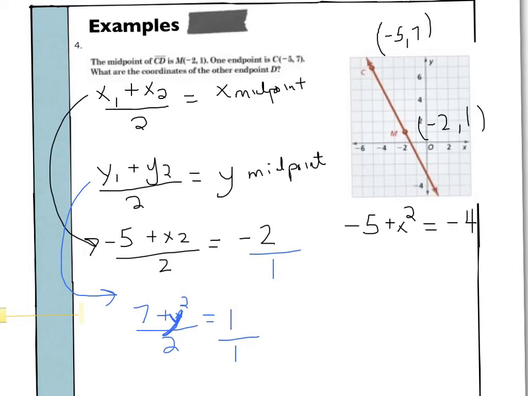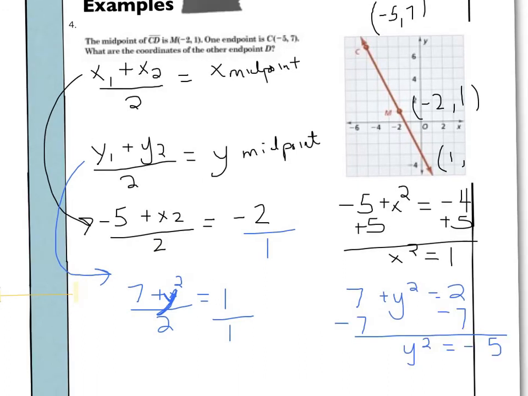-5 plus x2 times 1 just gives me that. And then -2 times 2 is going to give me -4. Now I want to solve for x sub 2. Now I know that one of the endpoint's coordinates is going to be 1, and that's the x. So this is actually going to be 1. Let's see what the other one is. Cross multiplied again. Now I'm going to just subtract 7 from both sides. It appears that we get -5. So this is going to now be -5. So the coordinate of the other endpoint is 1, -5.